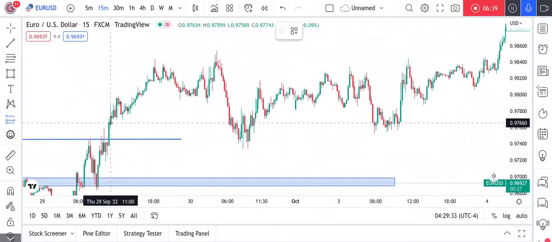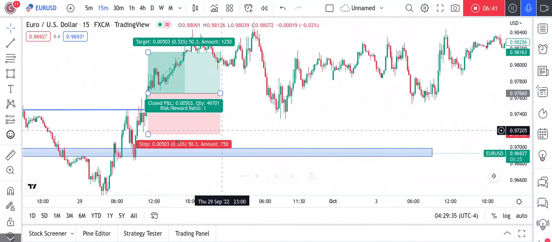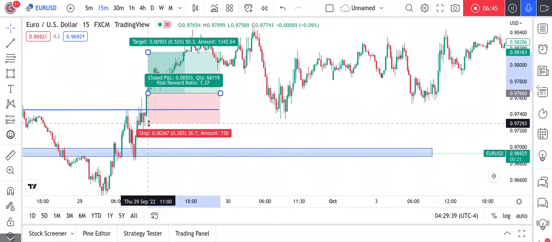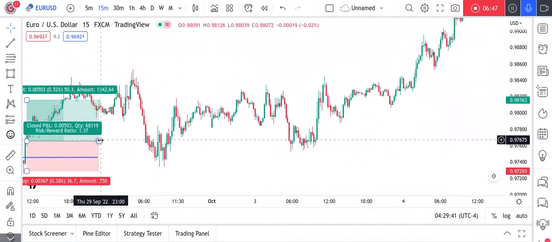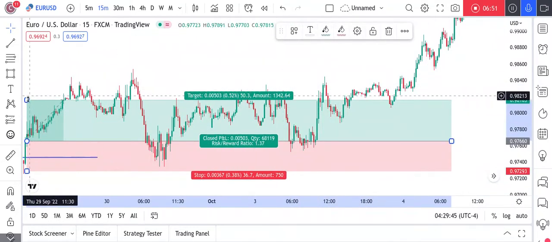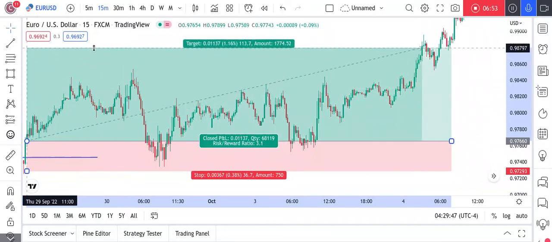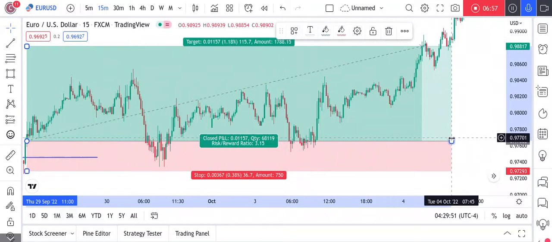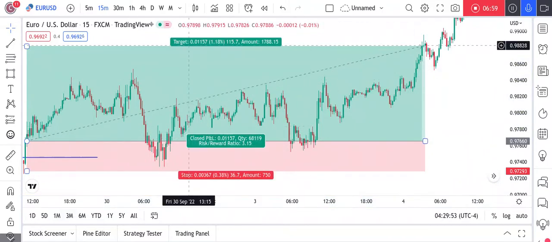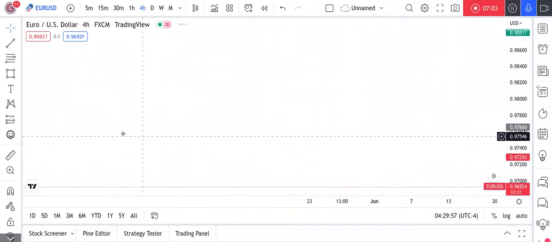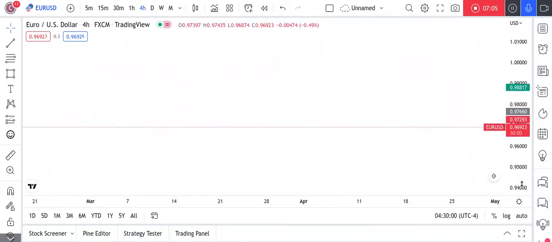You would have your entry at the close there and your stop loss below. It is a 36 pip stop, and our trade would span all the way until we have a 1 to 3. I also noticed that we actually had another chance to scale in. Looking at the H4, I'm going to show you that we had a chance to scale in.